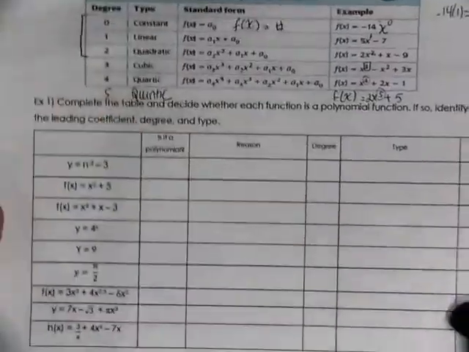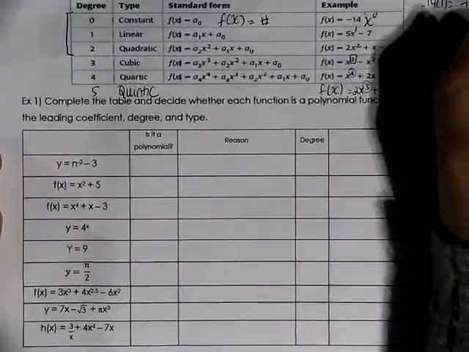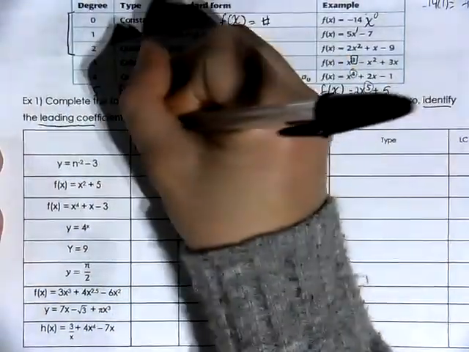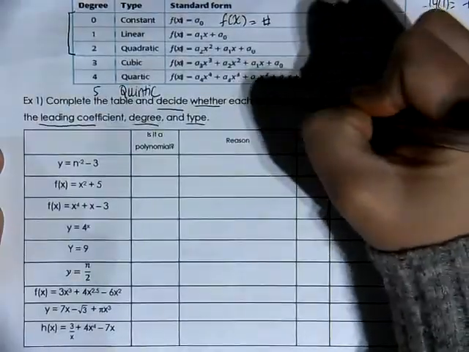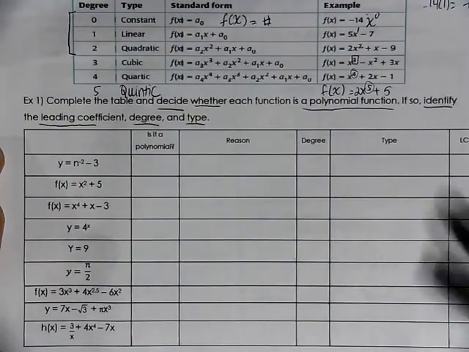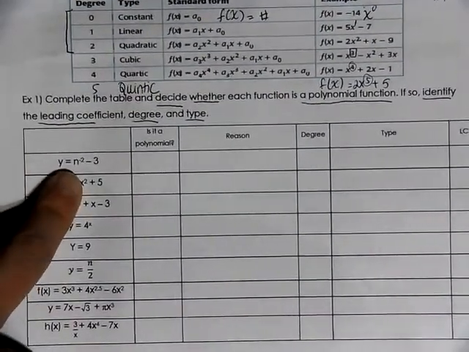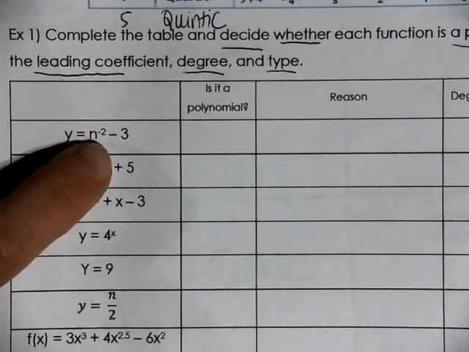So let's look at example number 1. We had a lot of information here on definitions of terms, and what we want to do is complete the table and decide whether each function is a polynomial function. And if so, we want to identify the leading coefficient, degree, and type. So we want to decide whether each function actually is a polynomial function, and if the answer is yes, then we would identify further.